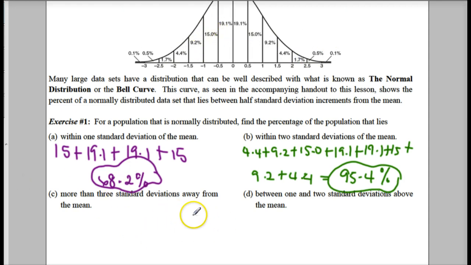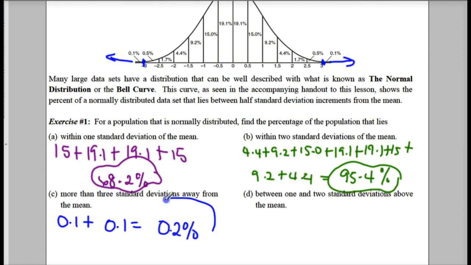More than 3 standard deviations from the mean. So something that has to be more than 3 standard deviations. If you look at where 3 is, it's right here. Let's get a different color. It's right here, 3, and then -3. So more than is anything on this side or anything this way. Notice where the percent is pointed. So it's 0.1 plus 0.1. So more than 3 standard deviations is 0.2%.